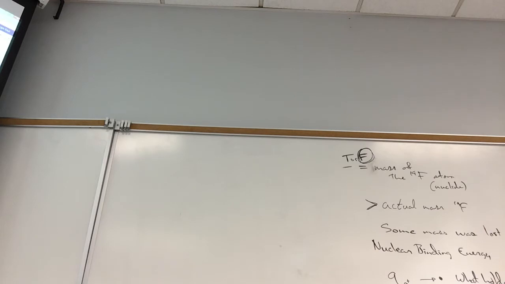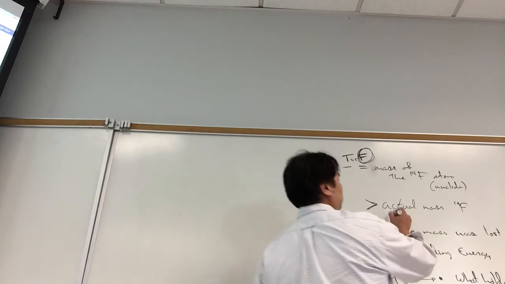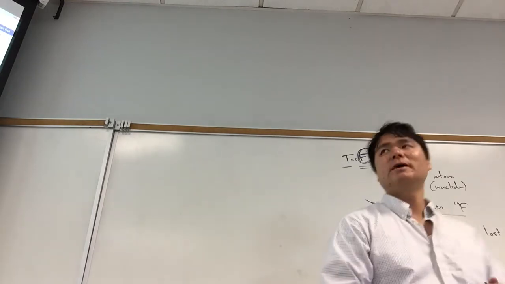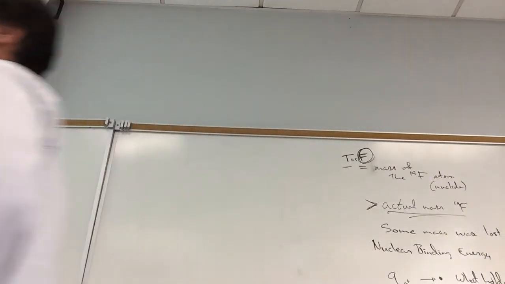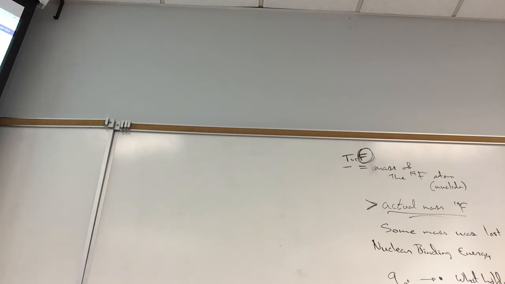Which brings us to, how do you weigh atoms? Because where did this actual mass come from? Actually, you know what the actual mass of fluorine-19 is? There's only one naturally occurring isotope. The actual mass of fluorine-19 is 18.998403. If you add up all the protons, neutrons, and electrons, you get over 19 u. And so the masses don't match.